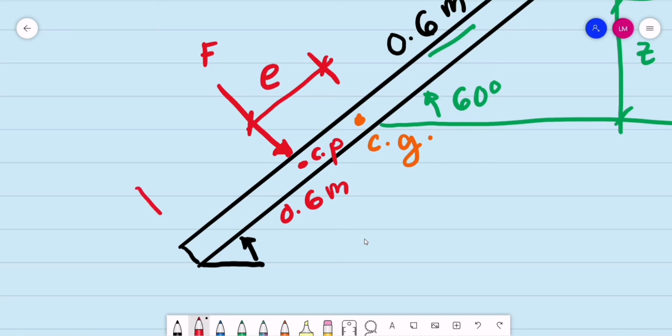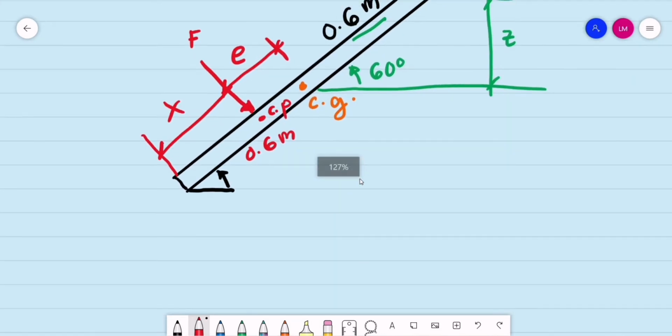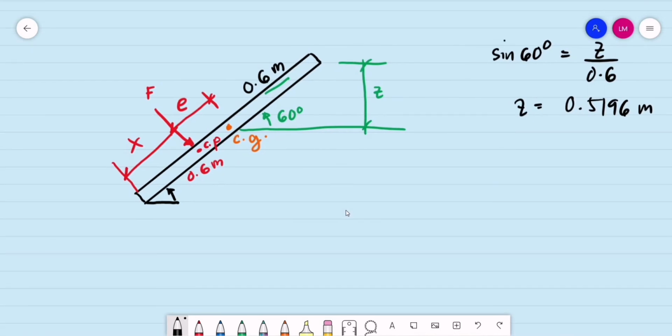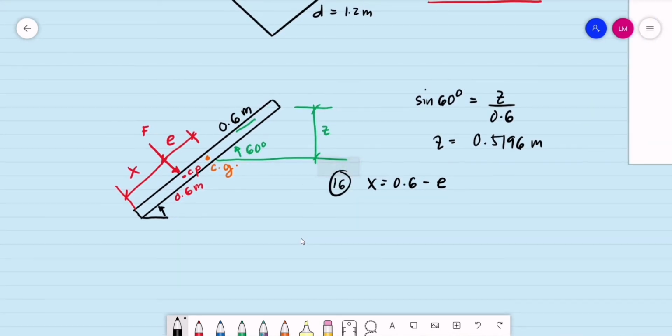So, yung hinahanap natin dito na value ng x, ano yung equivalent ng x basically? So, yung equivalent ng x dyan, for question number 16, the value of x is equal to 0.6, yung kalahati nung depth ng gate, minus yung eccentricity. So therefore, kailangan natin kunin yung eccentricity.